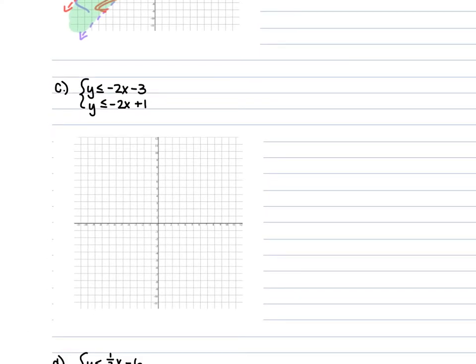For C, we have y is less than or equal to negative 2x minus 3. We're going to have a negative 3 intercept on the y, and go down 2 and to the right 1, and up 2 to the left 1. Draw a straight line through these points, since it's equal to. And then graph below it.